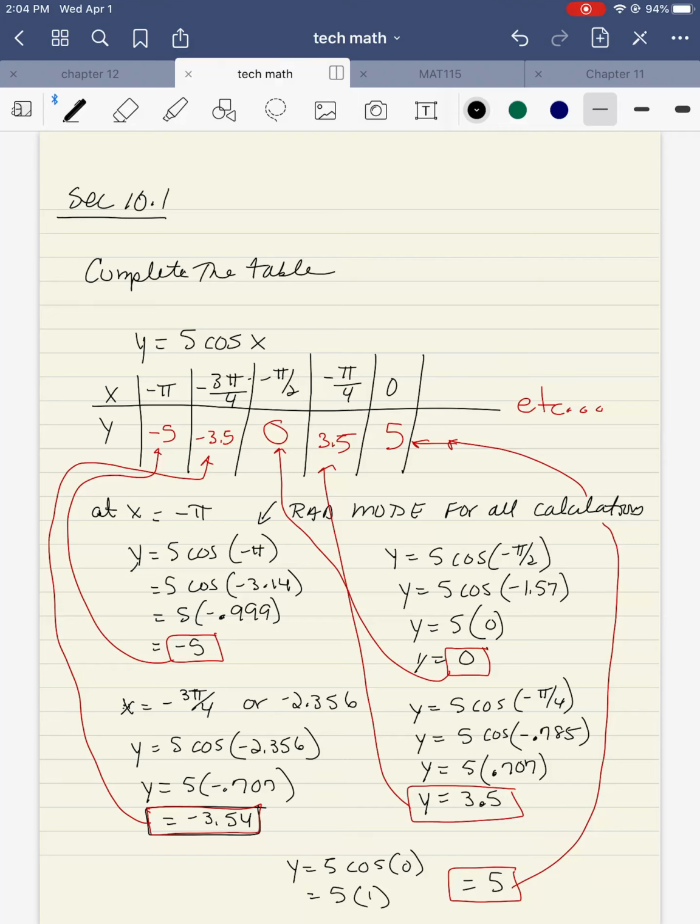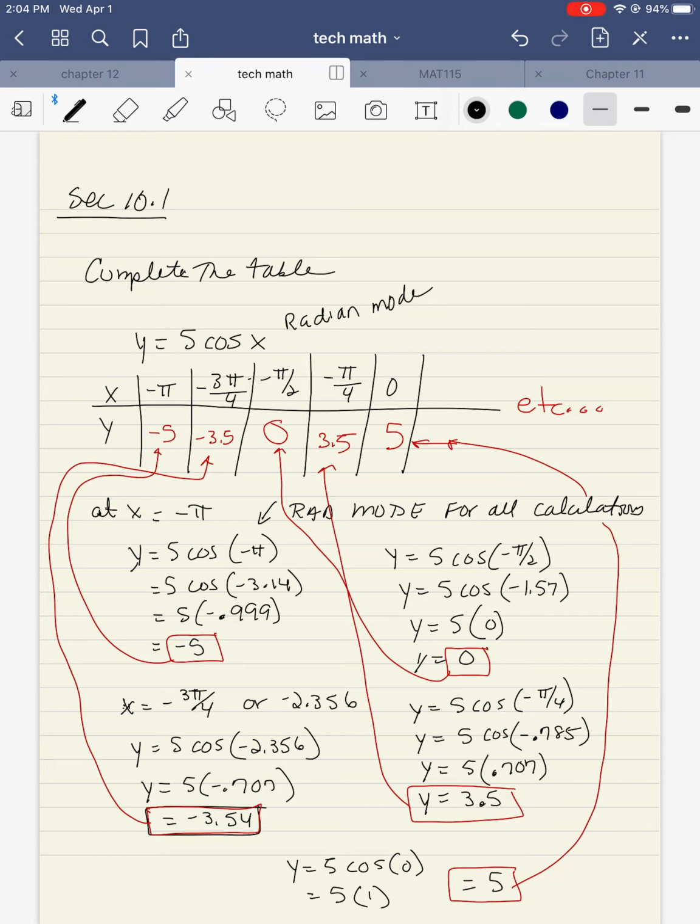Sections 10.1, 10.2, and 10.3 deal with the sine wave and the cosine wave. The first problem you're going to see is complete the table. They give you an equation, like y equals 5 cosine x or y equals 2 sine x. Your calculator must be in radian mode when you're doing this, and you know it has to be in radian mode because all of the numbers they're giving you for x are in terms of pi.